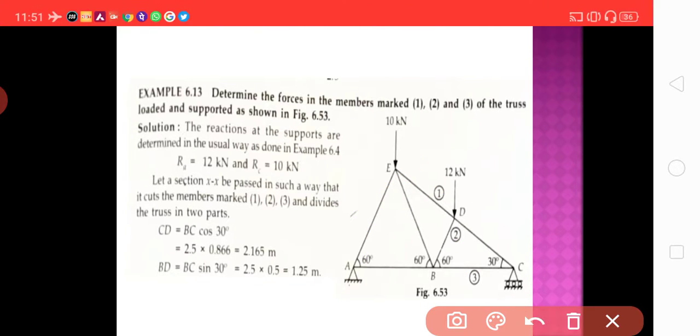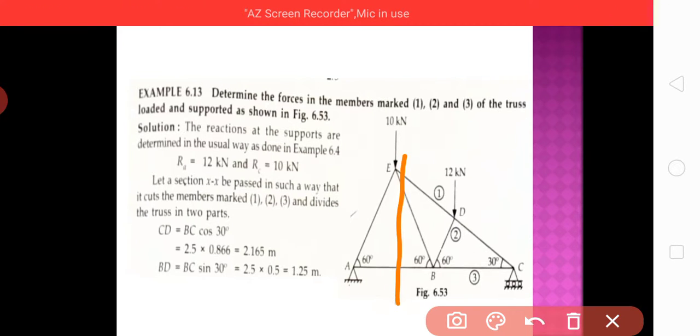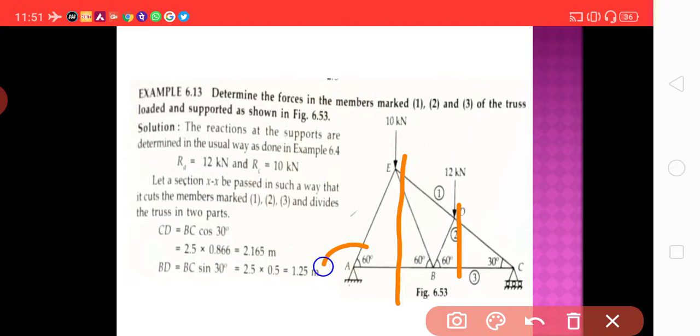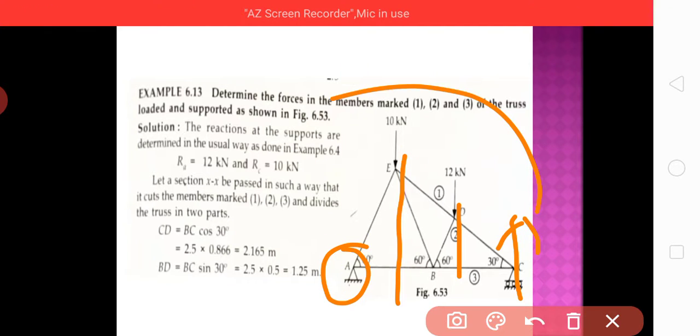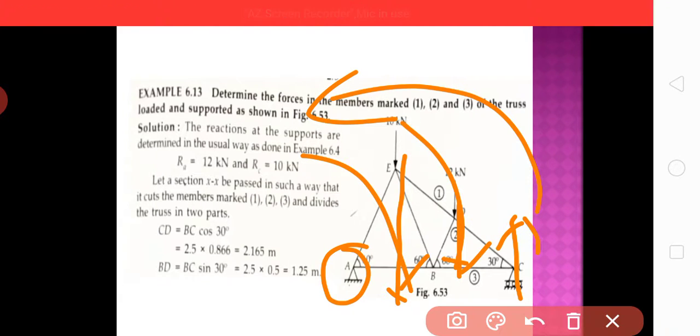Usually in this fashion we can find out the distances, and taking moment about this, the reaction will be giving you a counterclockwise moment, and the line of action of these forces will be giving you a clockwise moment. In this way you can find out RA equal to 12 kilonewton and RC equal to 10 kilonewton.